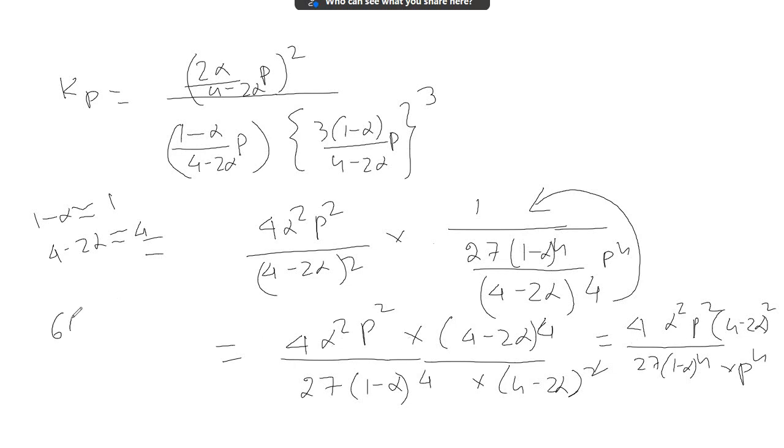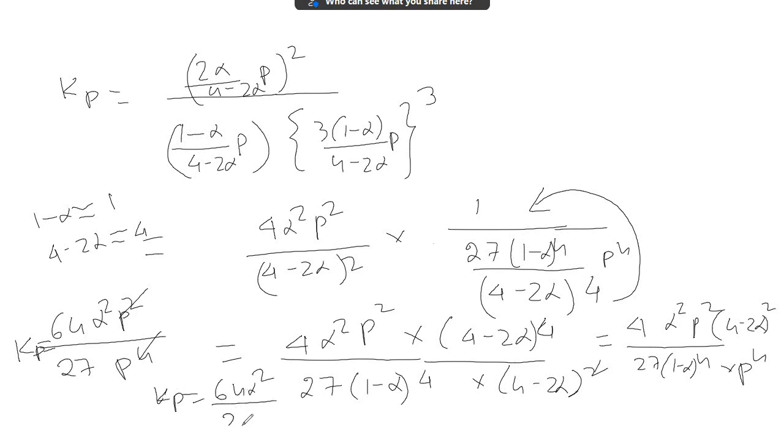64 alpha square P square by 27 into P to the power 4, that is Kp. So Kp contains both alpha and P. So Kp is equal to 64 alpha square by 27 P square. So Kp and P are inversely related. That is, if P is more, Kp will be less, and vice versa.